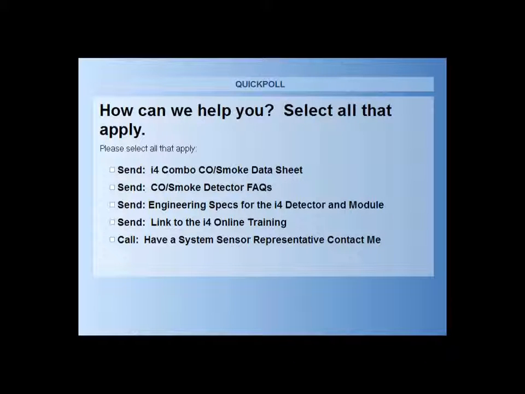Okay. All right. This question is kind of similar to another one we just had, but what are the NFPA requirements for audibility for CO smoke detectors? Just 1 second, David. I'm going to pull that up. Ah, very good.